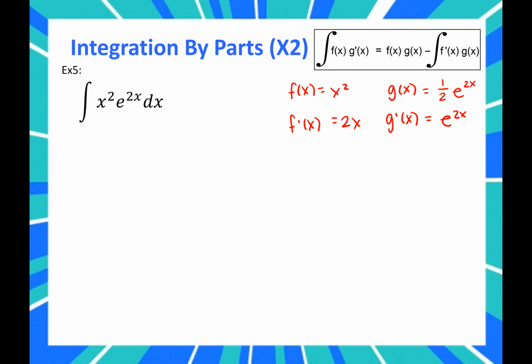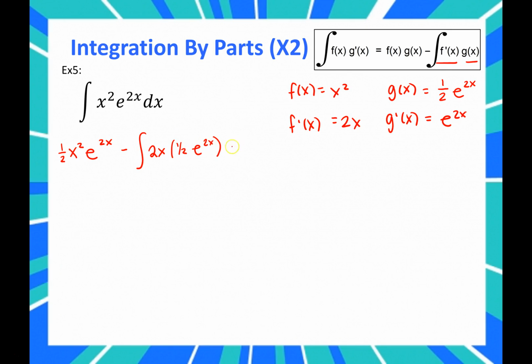All right, so now we're going to do f of x times g of x. That gives me an x squared times 1/2 e to the 2x. I'm just going to throw that 1/2 out in front and just have e to the 2x. Now I've got to do minus the integral of f prime of x, which in this case is 2x, times g of x, which is going to be a 1/2 e to the 2x.